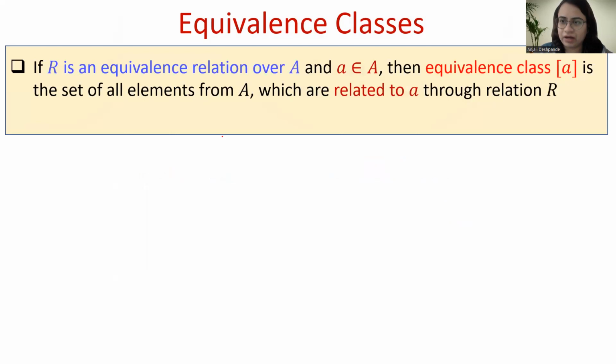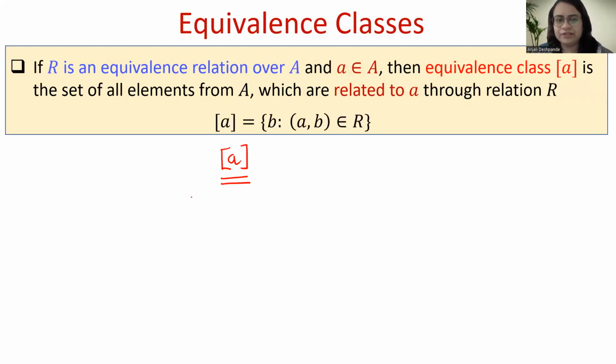So, if R is an equivalence relation on the set A, and if small a is an element of the set A, then the equivalence class of the element a is nothing but the set of all elements from the set which are related to the element a through the relation R. Here the equivalence class of the element a is denoted using square brackets, and the mathematical definition of the same is given here.